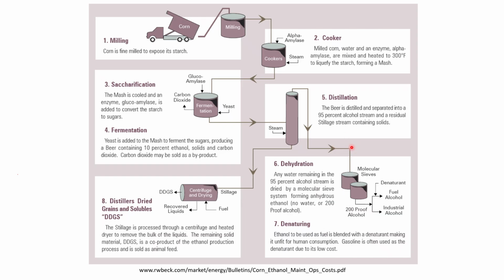So it goes through a second separation step, one that utilizes molecular sieves to absorb the water out and produce virtually a water-free ethanol product. Now you can think of these molecular sieves as sponges. They basically suck up all the water and leave behind the pure alcohol.